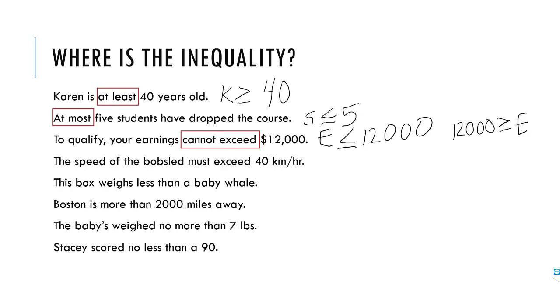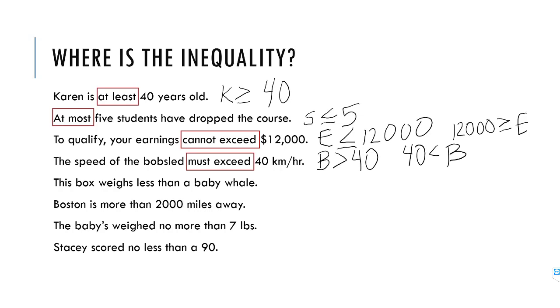Let's talk about the bobsled. The speed of the bobsled must exceed 40 kilometers per hour. The words must exceed tell us that the bobsled has an inequality with the number 40. So let's use B for bobsled speed. Say that 5 times fast. The speed of the bobsled must exceed, so it must be greater than 40. It cannot be equal to 40, that wouldn't be enough, so it must be greater than 40. And we could, again, write it the other way.